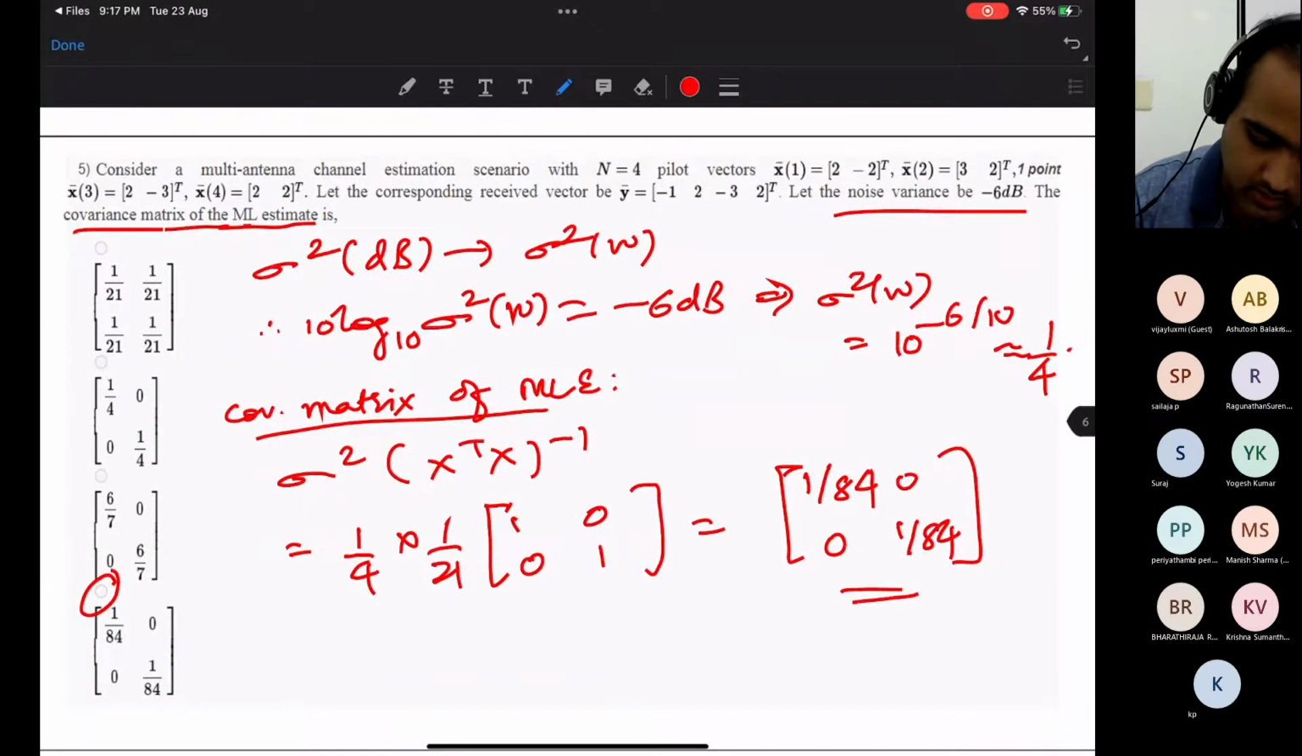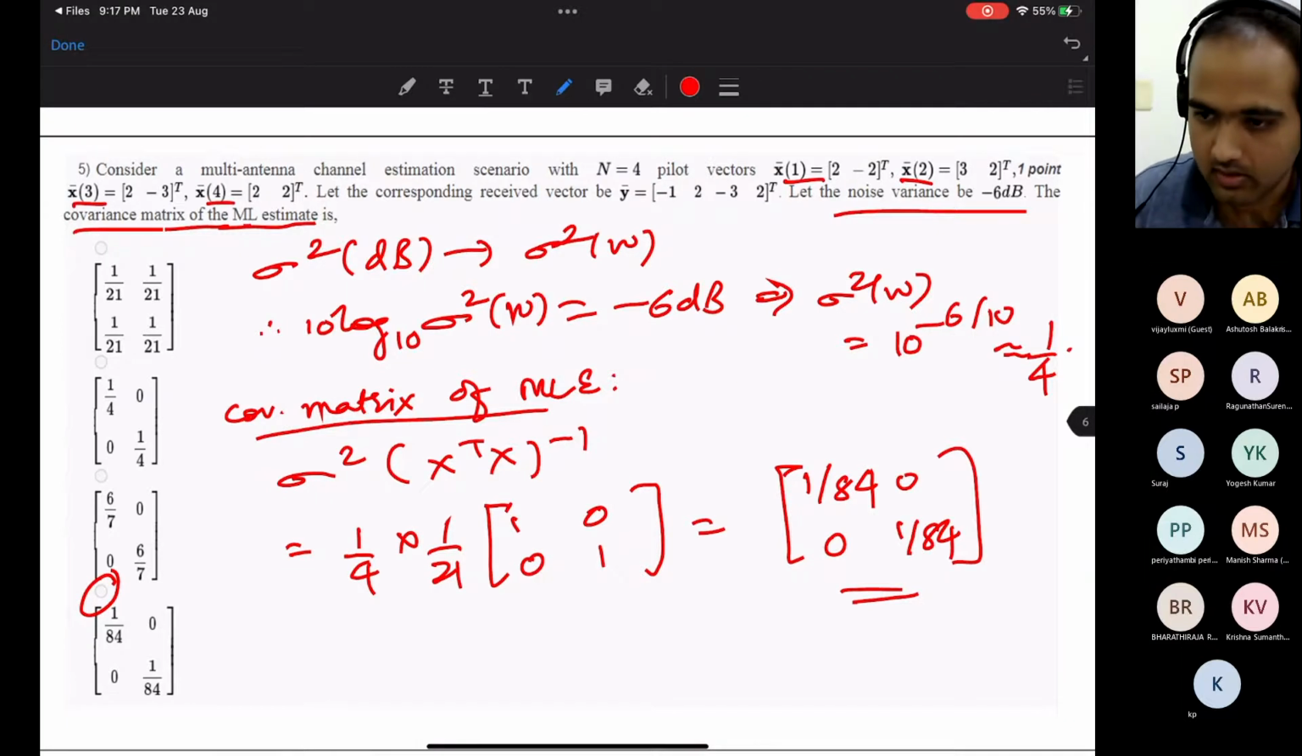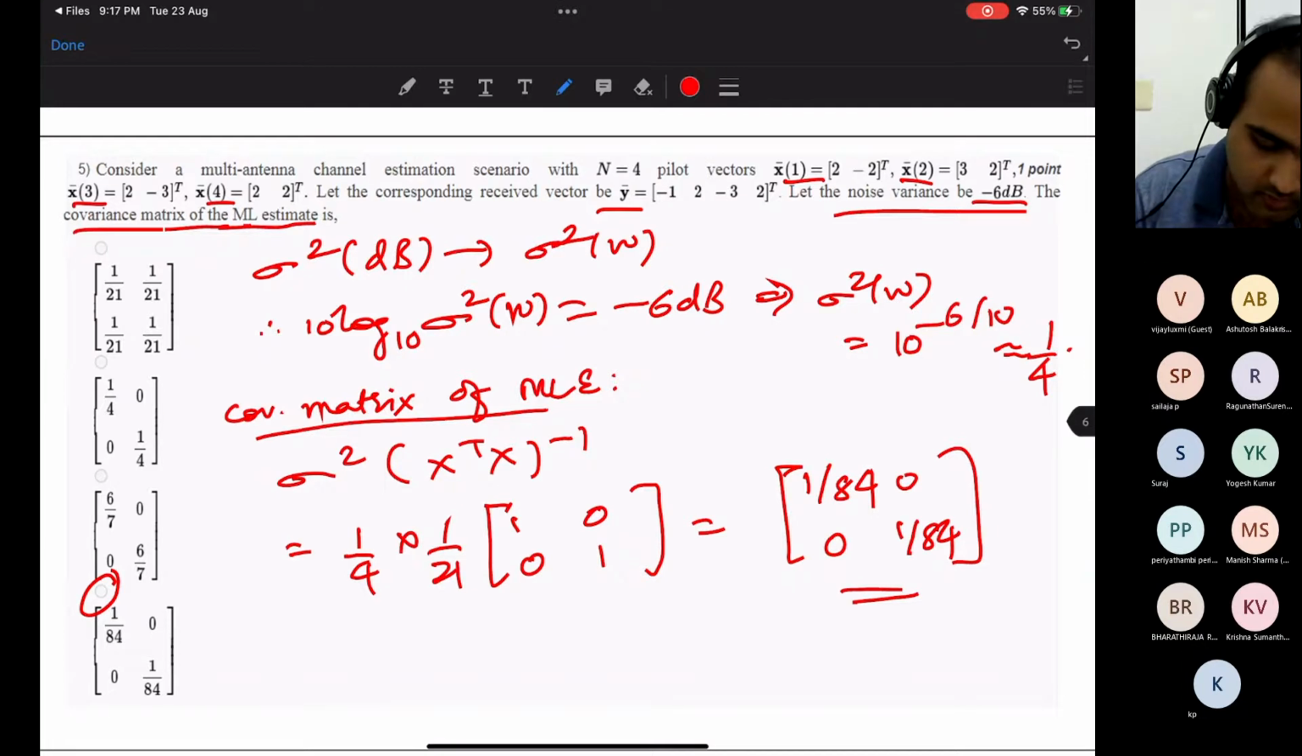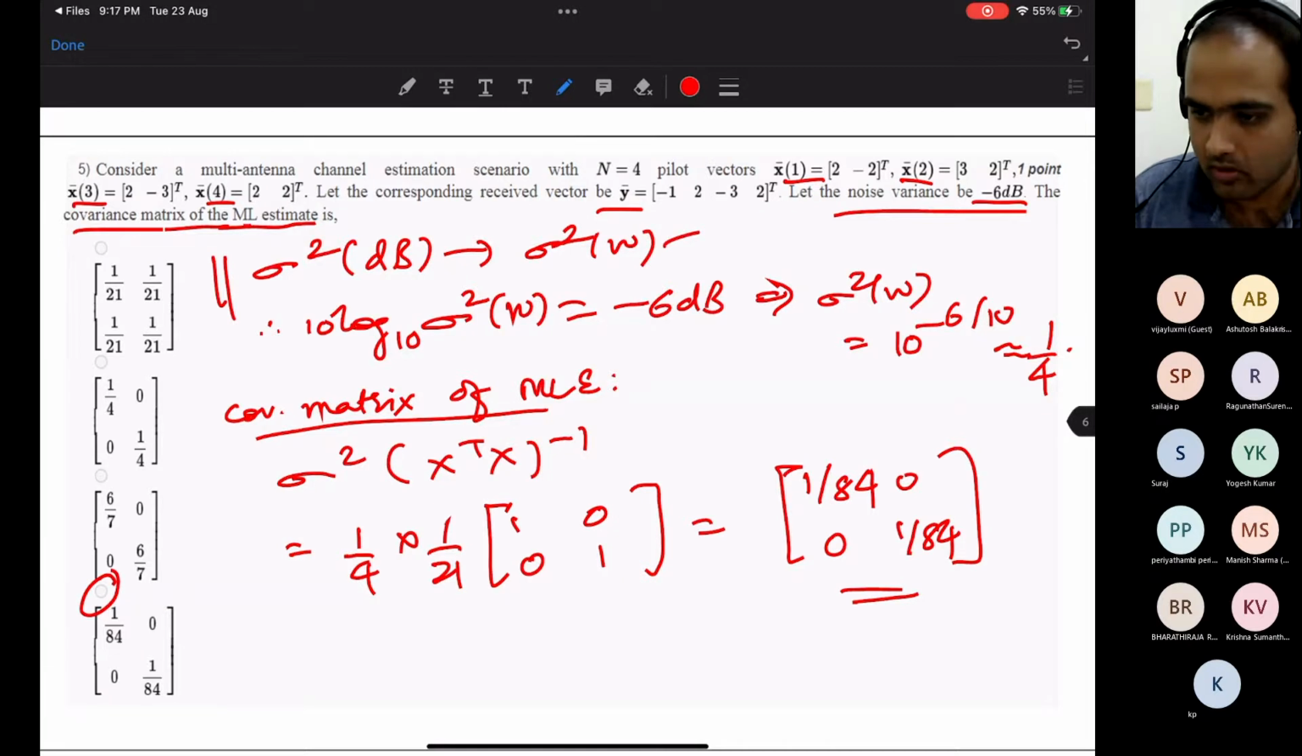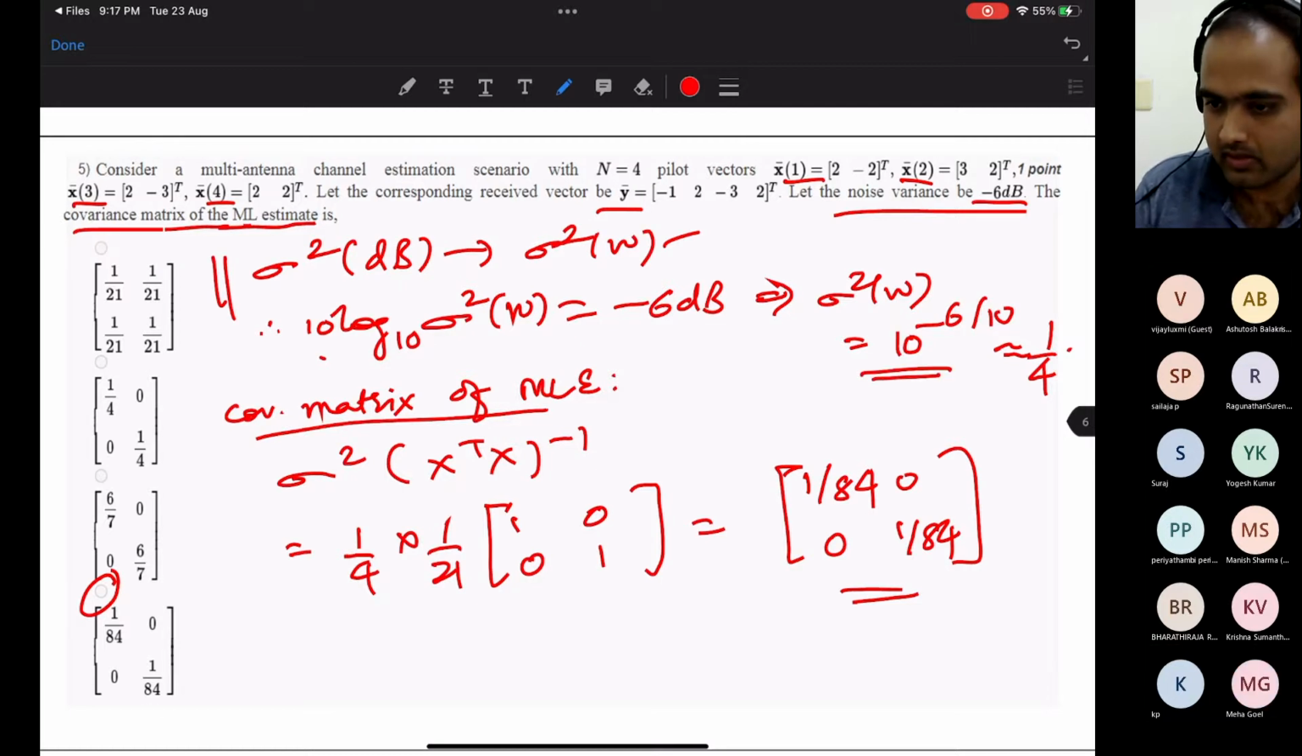Again, we have the same X, X1, X2, X3, and X4 as above, and the Y is also same as above. And we are given the noise variance is -6 dB. You must be familiar with this now. If you are given sigma square in dB, you need to convert it to watt. How do you do that? 10 log 10 sigma square in watt is -6. So sigma square in watt is 10 to the power -6 by 10, which is approximately 1 by 4.